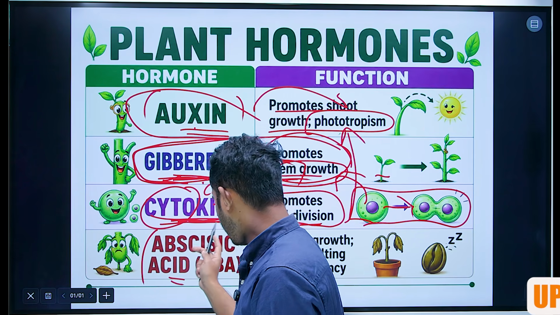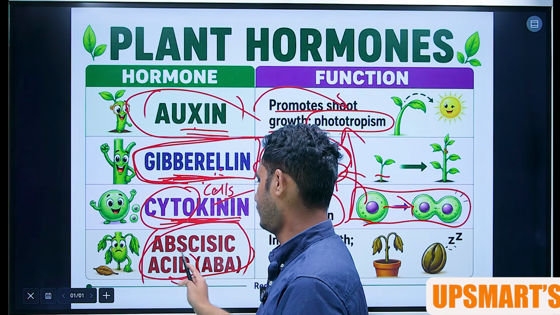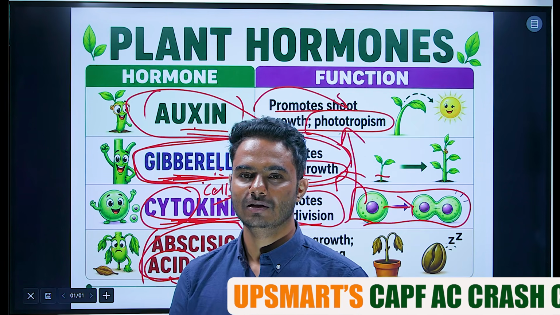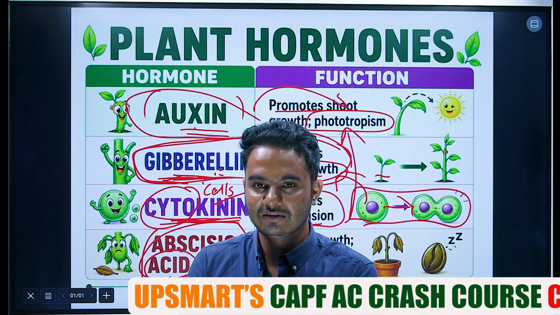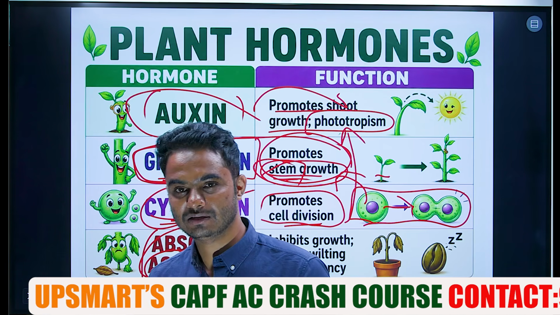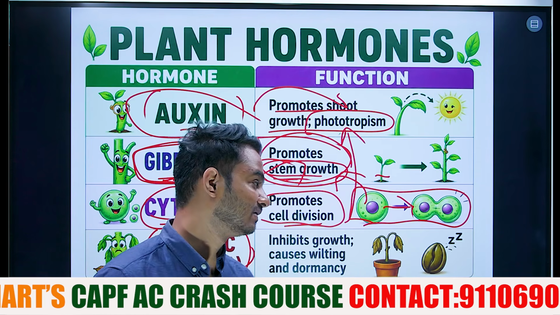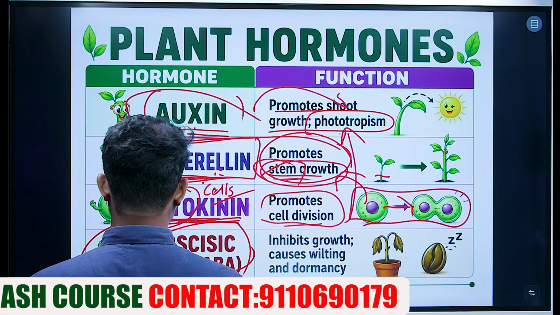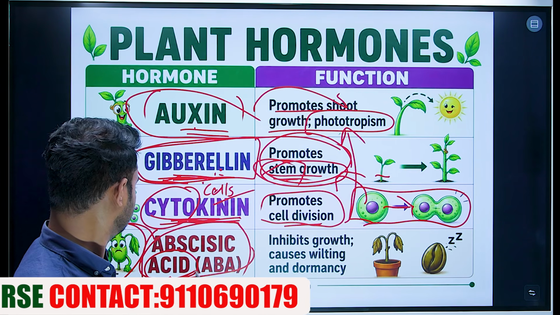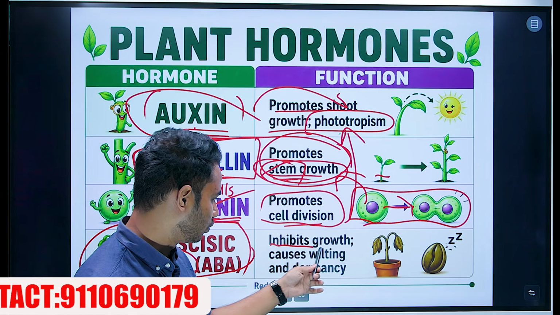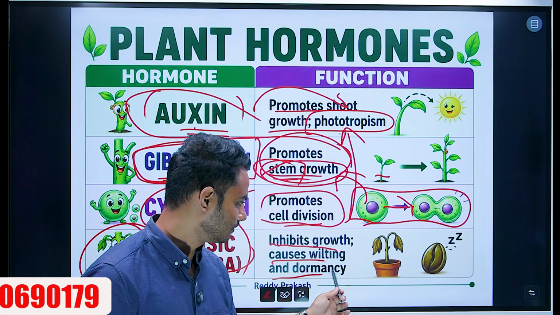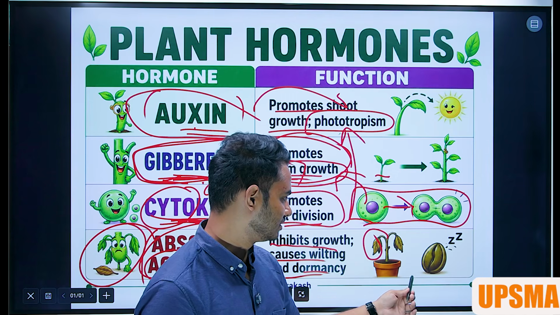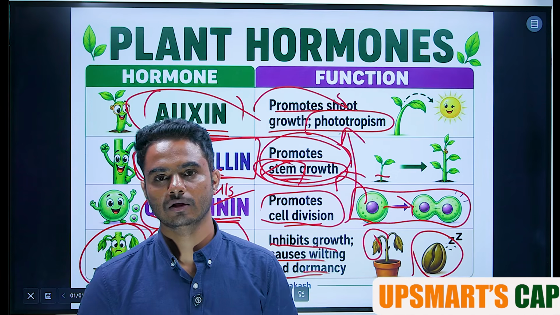Now comes abscisic acid. You remember the name acid? Acid means something. If an acid falls on something, what will happen? It will behave like it is dead, like it is injured. That's how you can remember abscisic acid. You see this plant, how poor, because it has accumulated abscisic acid. This inhibits growth, causes wilting or shedding of the plant, and dormancy means it will go to a dormant stage.